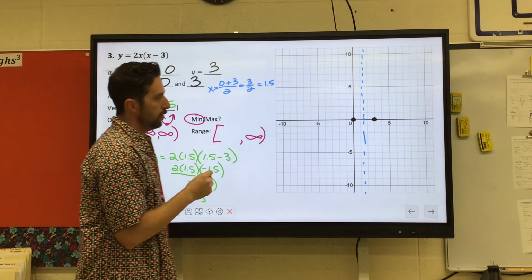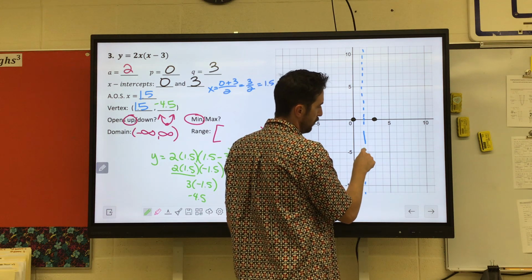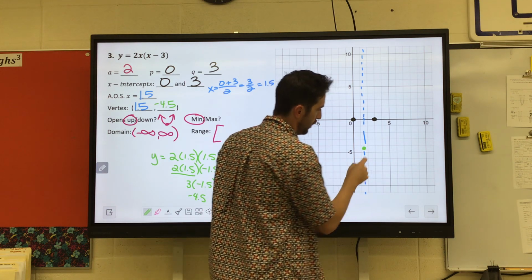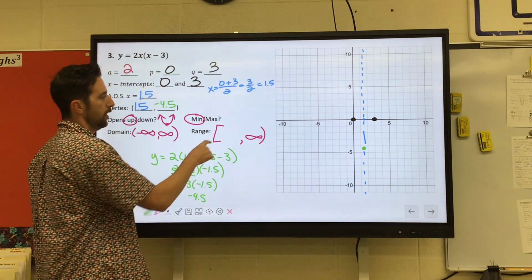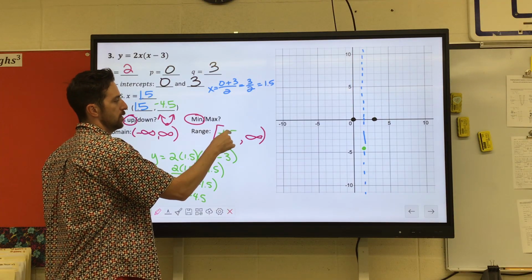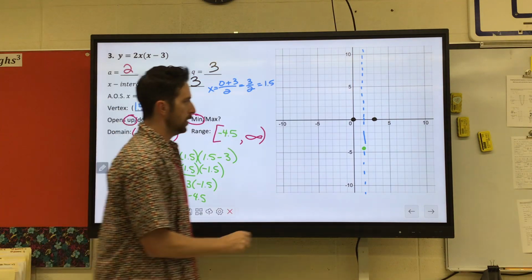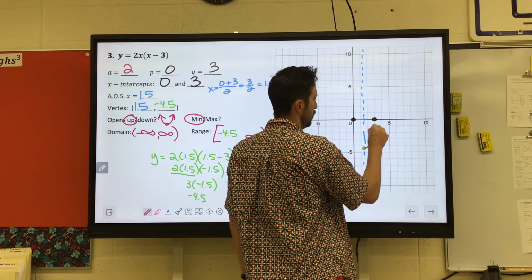So we have 1.5 and negative 4.5 might be about there. That's going to be the lowest point on our graph for our range. And then we could just make it a parabola. Whee!